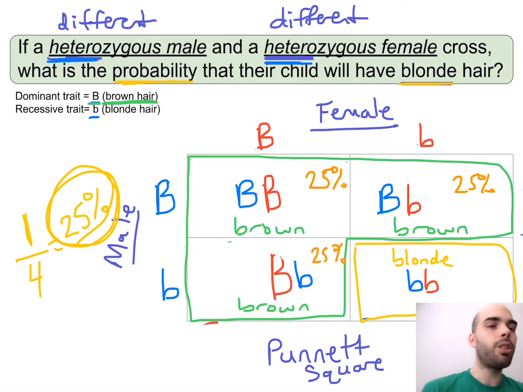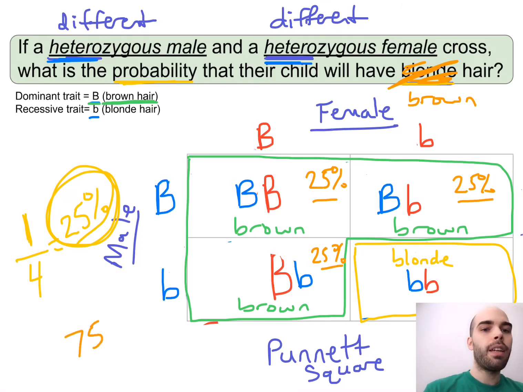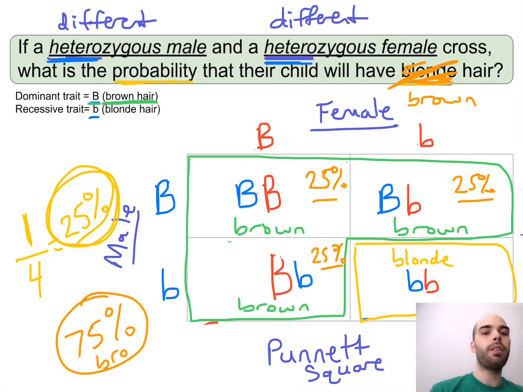So if I had asked the question differently, if I said, what's the chance that they will have a child with brown hair, then you would just add up 25 plus 25 plus 25. And so they would have a 75% chance of having a child with brown hair. All right, that's it.